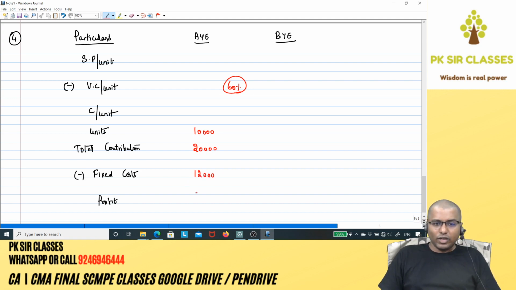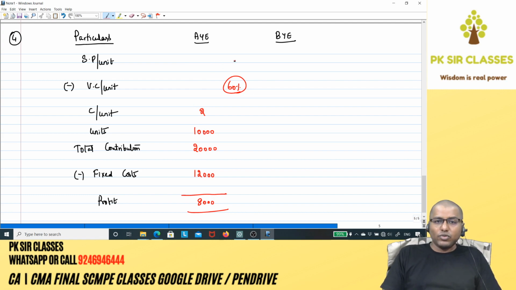That's it. Okay, now straight away we can calculate profit first. Contribution is 20,000 minus 12,000 is the fixed cost. So which means 8,000 is your profit. This is ready. Okay, now I need to calculate contribution per unit. Total contribution divided by number of units will give you contribution per unit. So 20,000 divided by 10,000 units is equal to 2. 2 will be your contribution per unit.